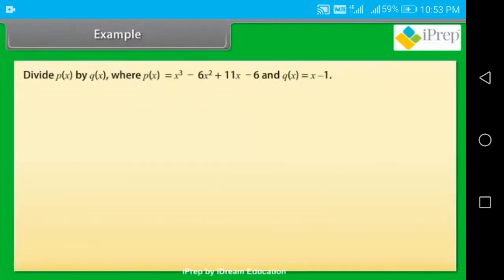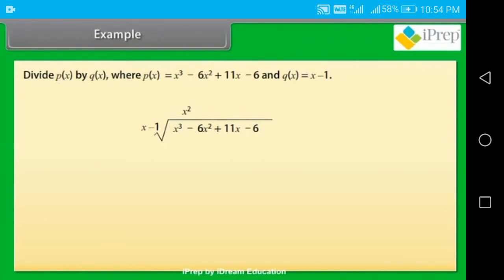Example: divide p(x) by q(x), where p(x) is equal to x cubed minus 6x squared plus 11x minus 6, and q(x) is equal to x minus 1. We can write it this way also. The next step is to divide the first term of the polynomial. The first term should be the one with the highest power by the x part of the factor. In this case, you divide x cubed by x to get x squared, which you then write at the top of the division bar. Next, you multiply the term that you wrote at the top by the entire divisor.